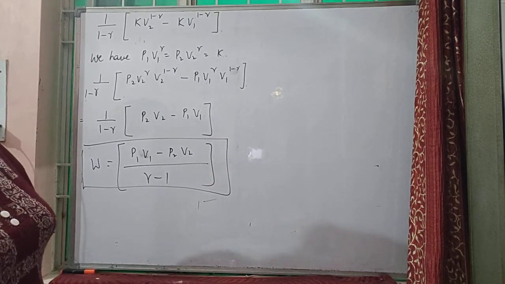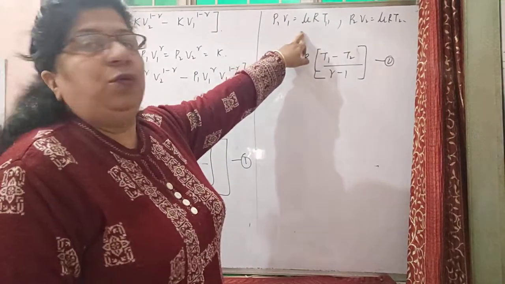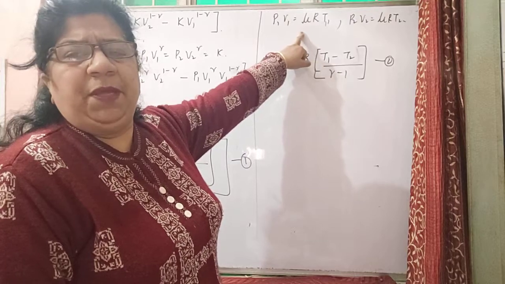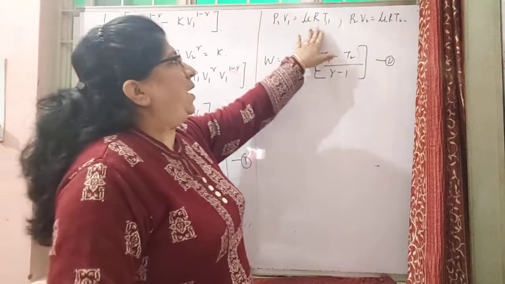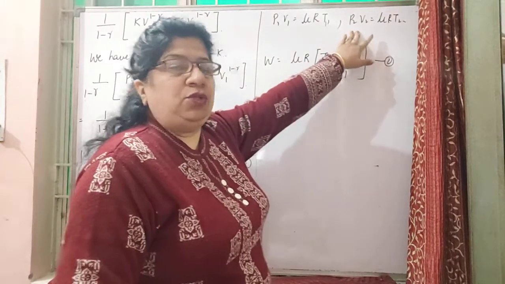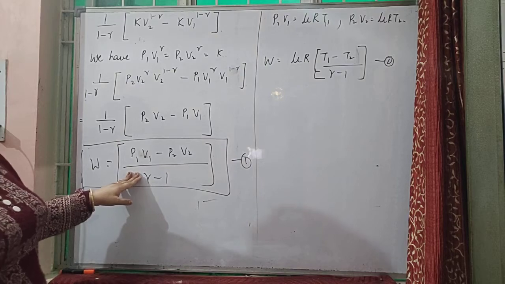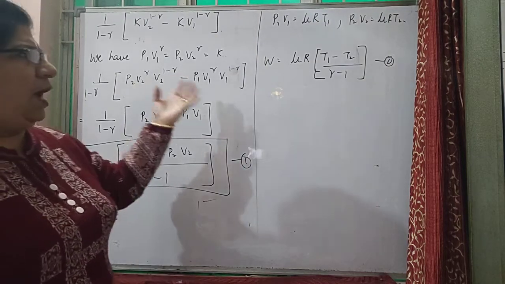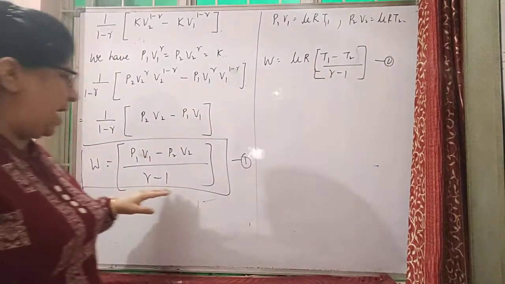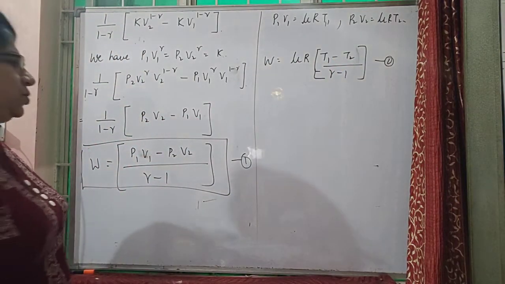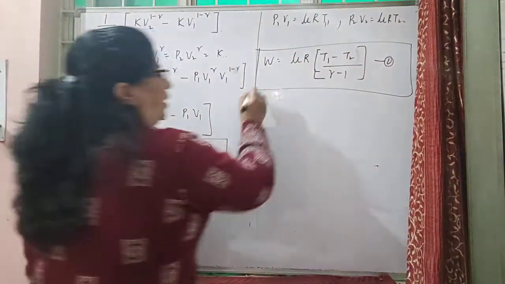Then the other equation can be written as follows. We know P1 V1 is equal to mu R T1, since PV is equal to mu RT. So we take P1 V1 as mu R T1 and P2 V2 as mu R T2. Substituting these values here, instead of P1 V1 minus P2 V2 we write mu R T1 minus mu R T2. I have just taken out mu R as common and we write T1 minus T2, and gamma minus 1 is already there. So you get two equations of work in the case of adiabatic.